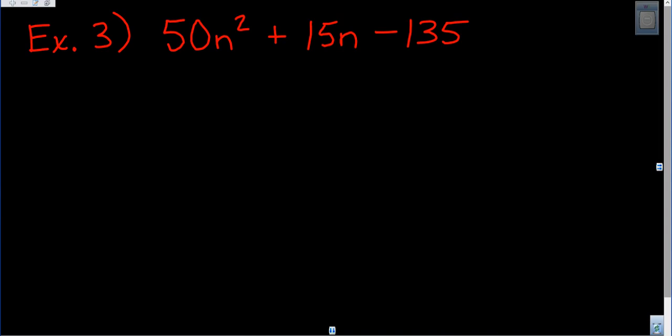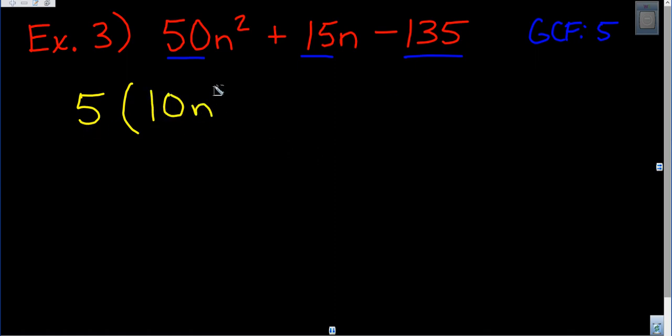And lastly, look through. Is there a greatest common factor? I do quickly notice that these are all divisible by 5. So I'm going to factor out a 5 from each term. Again, if you don't know how to factor out a greatest common factor, you can watch a video about that. But you're going to pull the greatest common factor out, and we're going to divide each of those 3 terms by 5. So it leaves us with a 10n squared plus a 3n, and then minus, that's 27.